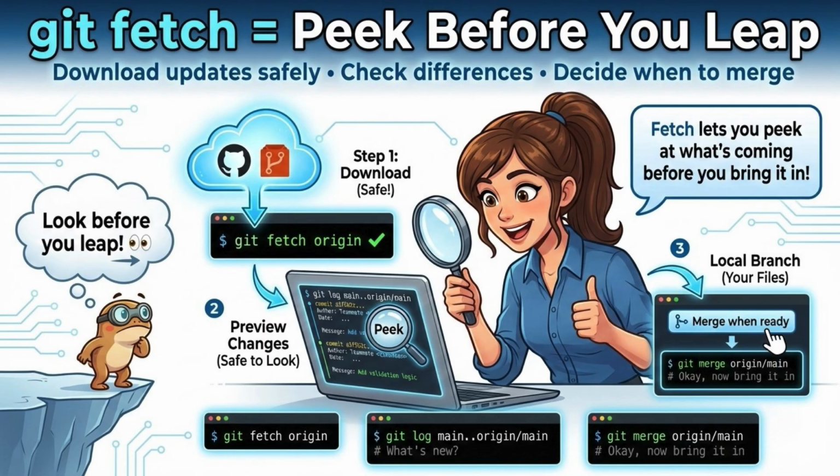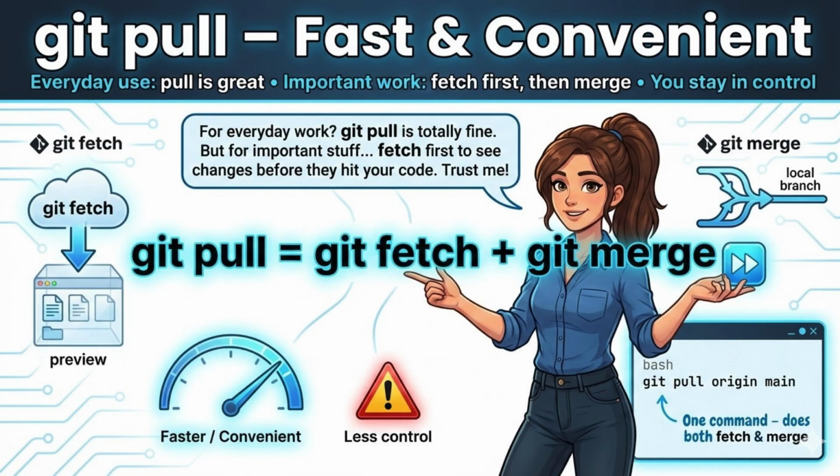Why would you do this? To peek at what's coming. You get to look before you leap. Whereas, if you say git pull origin main, it does both steps at once. Faster, more convenient, less control. For everyday stuff, git pull is totally fine. But if you're working on something important and want to see what changed before it hits your code, git fetch first. Trust me on this one.